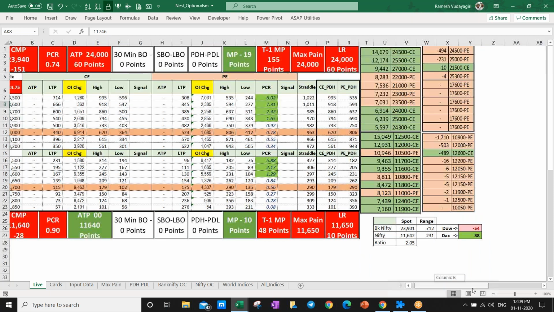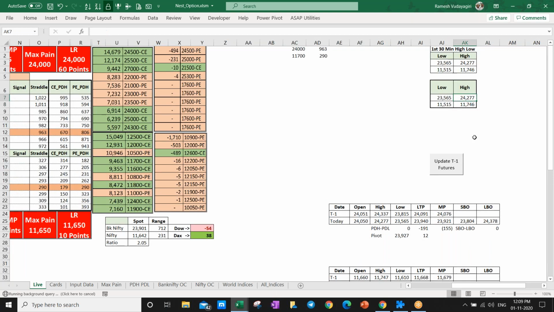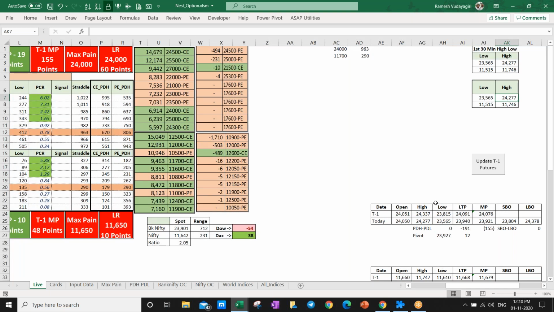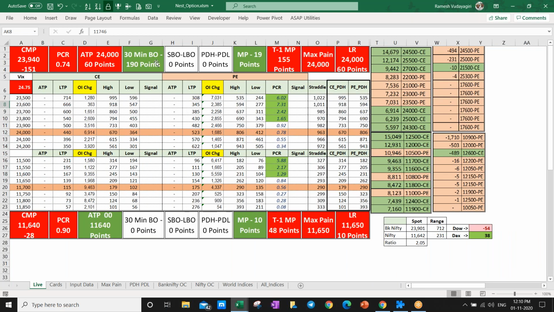For example, on Friday the 30-minute high was 24,277. We have been trading between 24,277 and 23,565. This was the level. Now assume the current market price is 23,940, so the price is currently between this high and low. Now assume the low is, let me just put some figure, say 23,750. Automatically, you will get here a 30-minute breakout of 190 points. This will show here in this table automatically.